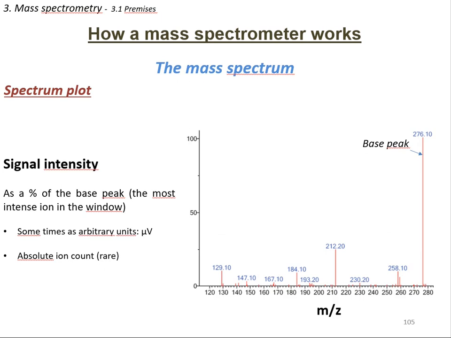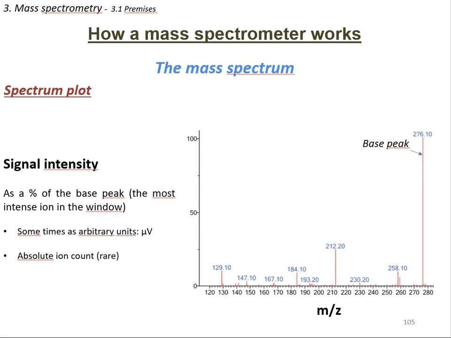Here is the outcome, the output of mass spectrometric analysis. This is called a mass spectrum. This is a graph where in abscissa you have the masses, and in ordinate you have the intensity, which is the abundance of these different masses. So here you see different bars in red that represent the different ions that have been found, detected, and their relative abundance.